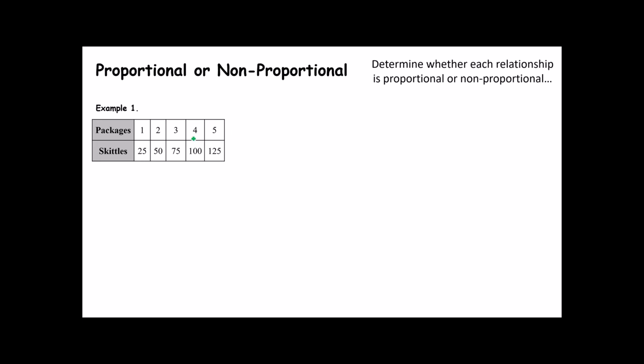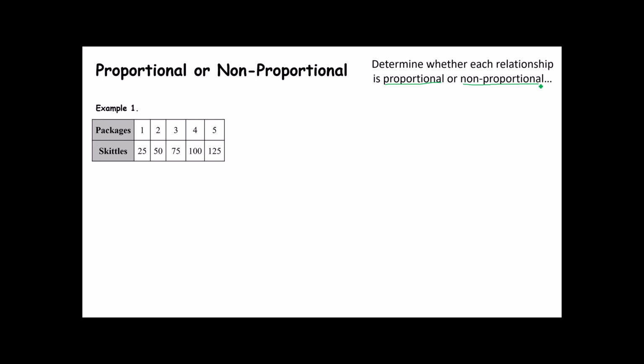Notice I didn't write these as fractions, I wrote it as a table this time, but you can still see the ratio. 1 to 25, 2 to 50, 3 to 75, 4 to 100, 5 to 125. I would like for you to pause the video and see if you can determine if this is proportional or non-proportional, using any one of the 5 methods that we showed you on the previous page. Then I'd like you to restart the video and check to see if your answer matches mine. I'm going to assume that if you wanted to do that, you already have.